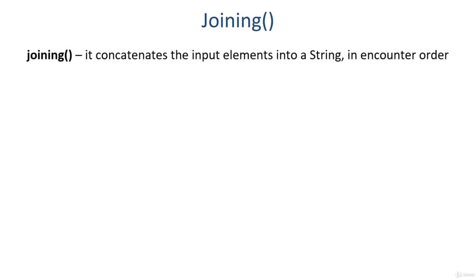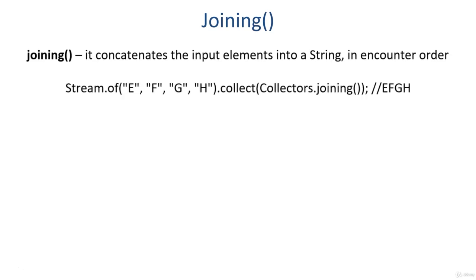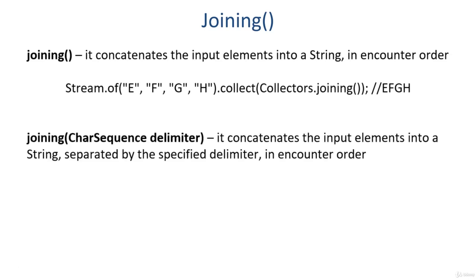In this video, we will look into the stream terminal operator joining. Joining has three overloaded methods, and we'll be discussing all three of them in this video. The first method is joining without any parameter. It concatenates the input elements into a string in encounter order. For example, Stream.of("e", "f", "g", "h").collect(Collectors.joining()) will return "efgh".